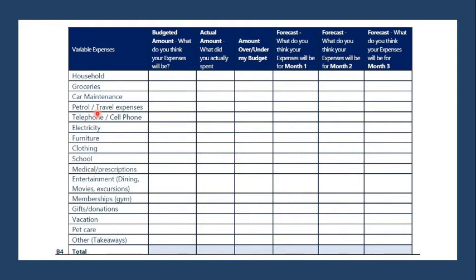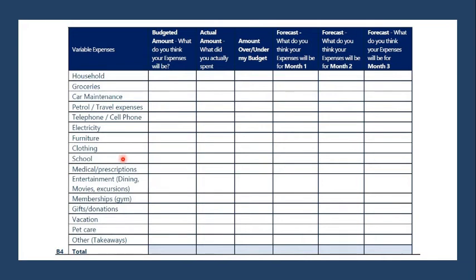Telephone, maybe not in your house, but you have a cell phone. What did you plan to spend? What did you actually spend? What are you going to spend month two, month three? Of course, electricity, you don't spend the same every month. Furniture. Now, hopefully you don't buy furniture every month, but maybe you plan to put money aside just to buy once a year. Clothing, that would be cash.